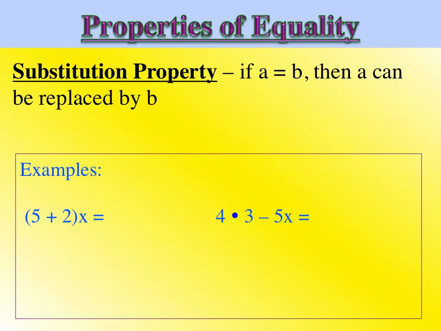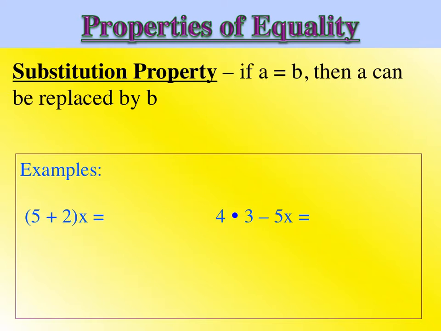And your last property is the substitution property. It states if A equals B, then A can be replaced by B. It's really just saying that you can simplify or substitute values in to make true statements while you're solving. If you look at the examples, it might make a little more sense.